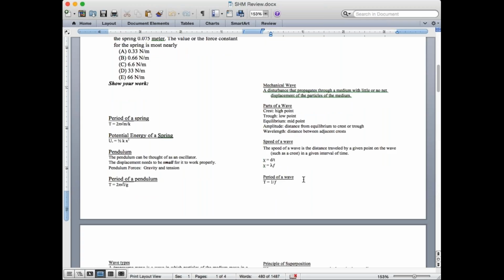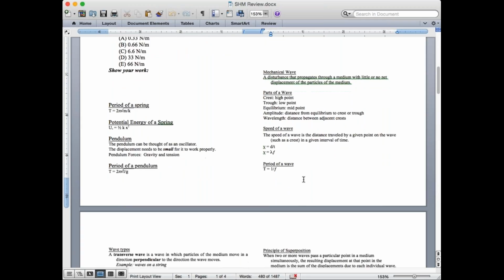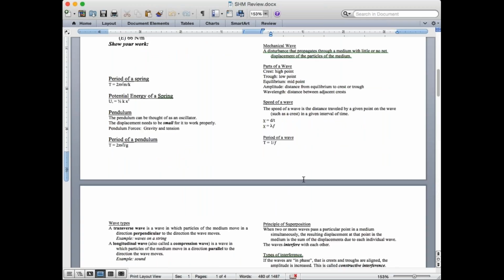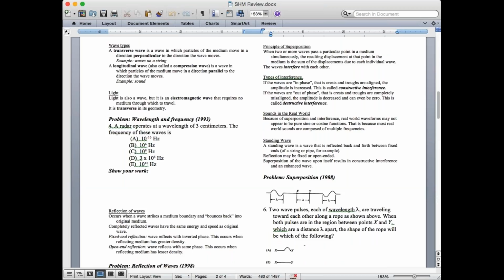We talked about different types of waves. A transverse wave is a wave in which the particle medium moves perpendicular to the direction of the wave. So if it's up and down and the wave moves that way, that's motion on the string. Longitudinal waves, also called compression waves, move parallel to it. Sound waves are a good one. We also said transverse waves include light or electromagnetic waves, and we see that electromagnetic waves are also here.